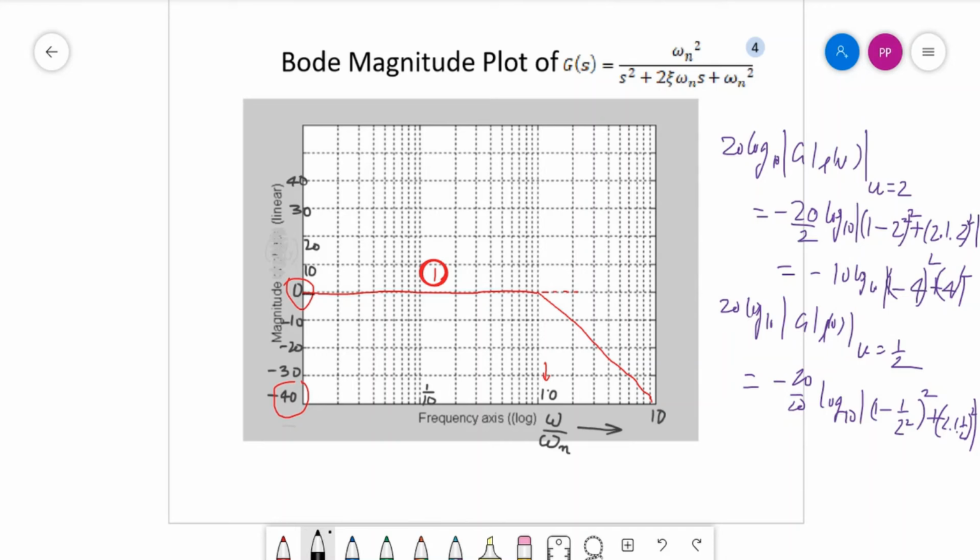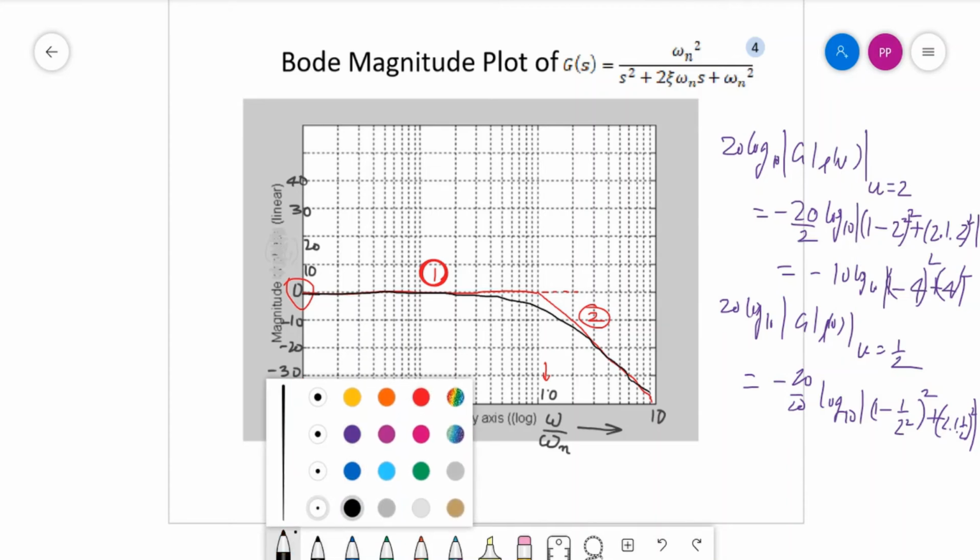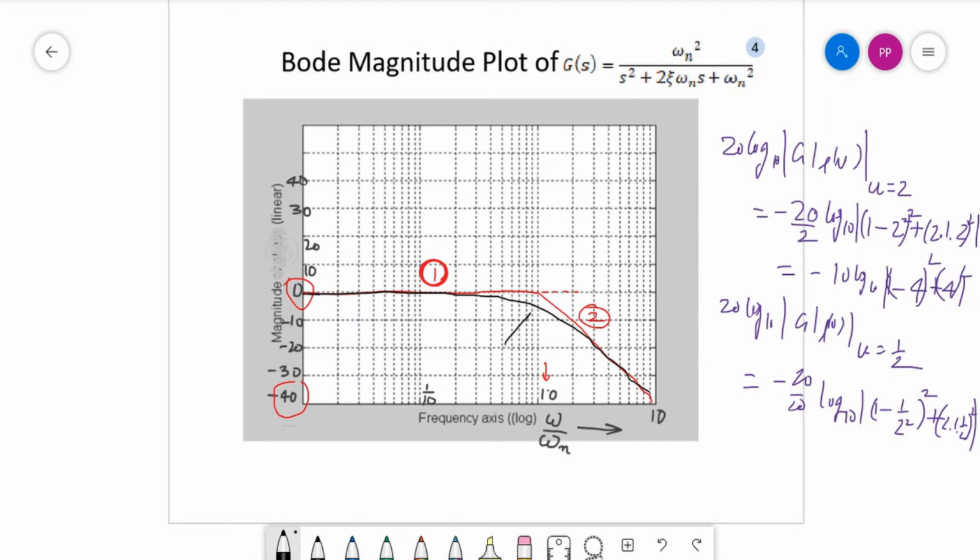It should come along with the asymptotes, but gradually it should turn like this, like this. So this is your asymptote 2 and this is the final plot. This is the final, actual magnitude plot.